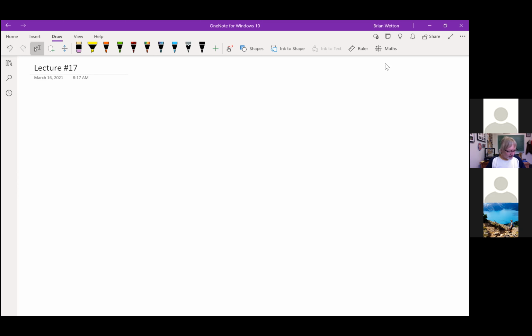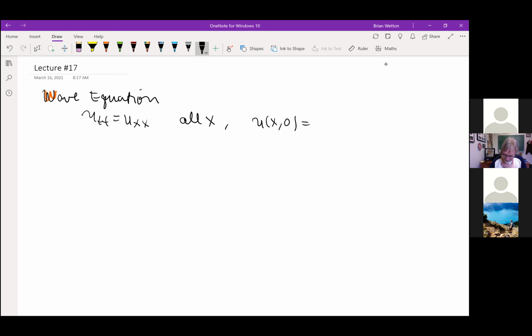So what did we do last time? We did the heat equation. Well, let's try out this game on the wave equation. So we want to look at u_tt = u_xx for all x with initial data. And I need initial data for the time derivative as well. Okay, so this is the Cauchy problem.